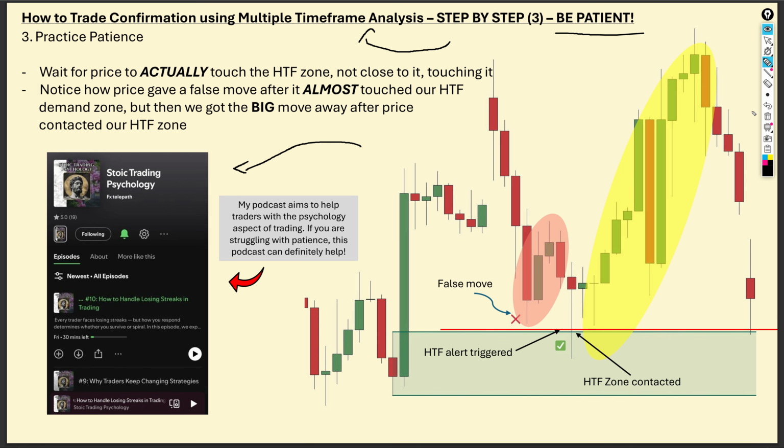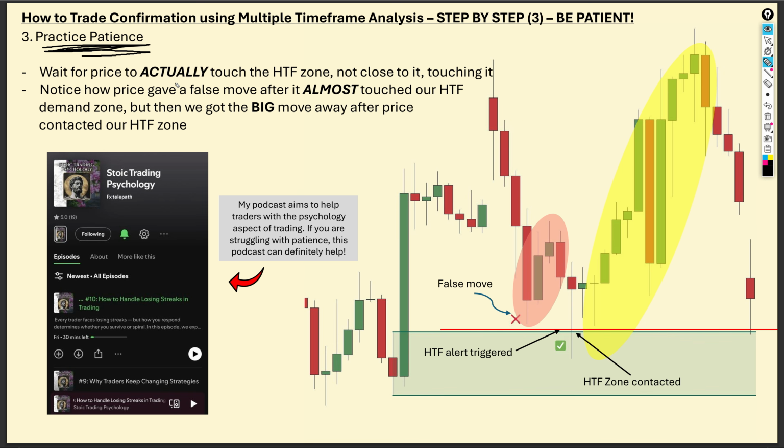And again, it aims to help you with the psychology aspect, because in my opinion, I could literally give you guys profitable trading signals, and if you don't have the ability to hold from here to here, you're not going to make it. That's a part of psychology we really need to master, and that only comes with time. That's why I try to speed up that time by making the podcast. So we are going to practice patience, guys.